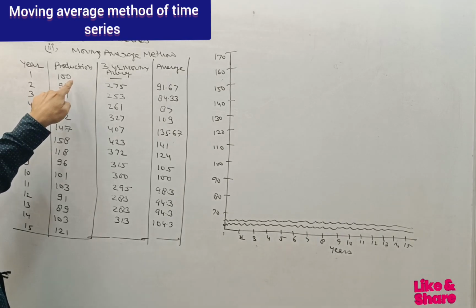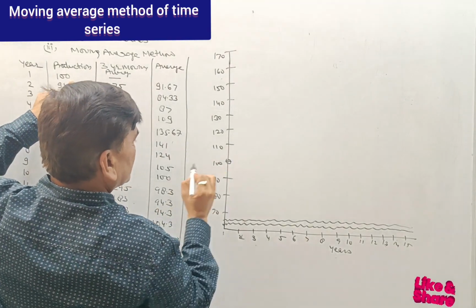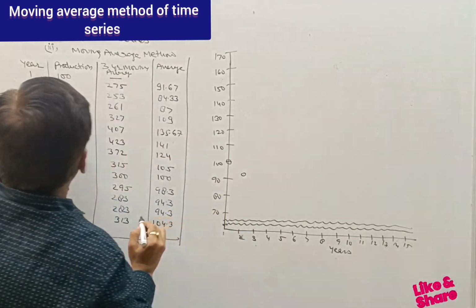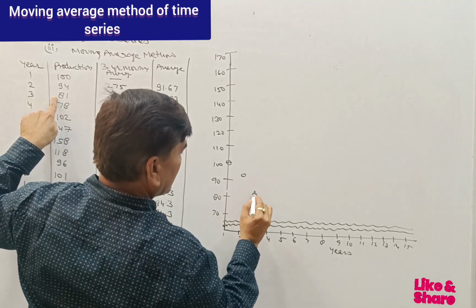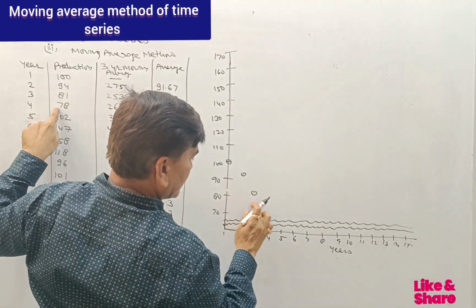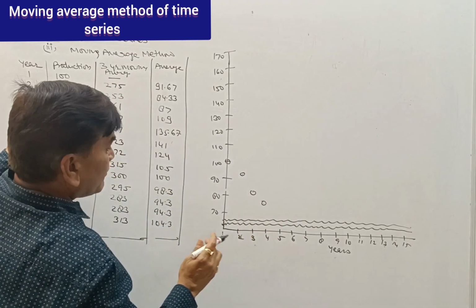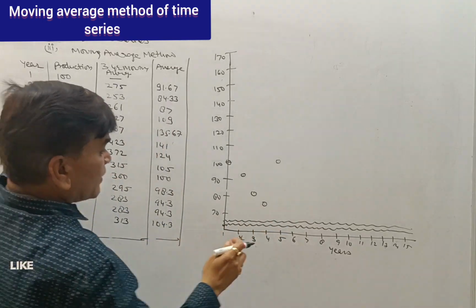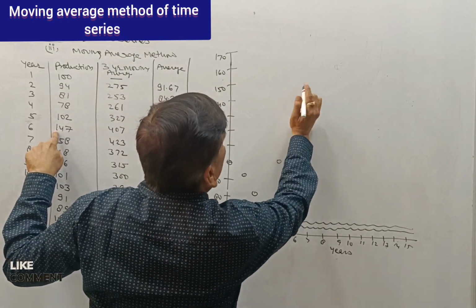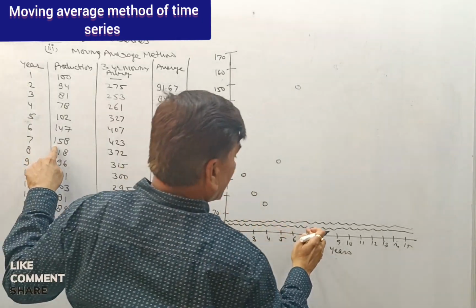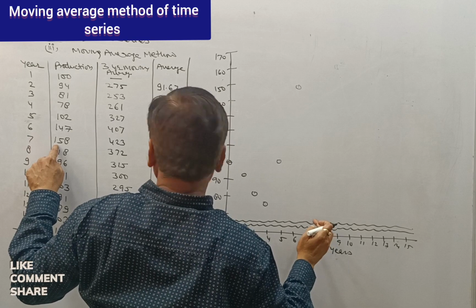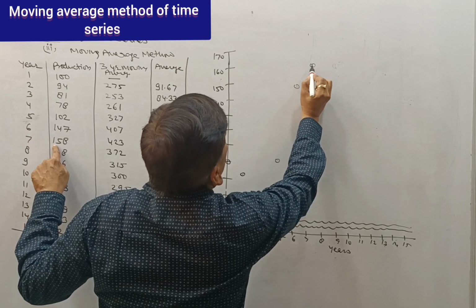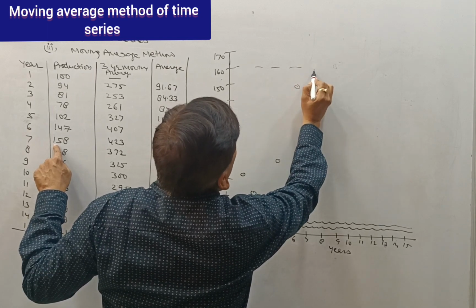First one is 100, second one is 94, third one is 81, fourth one is 78, fifth is 102, sixth is 147, then 158, seventh is 140, then 158, 160, 158.